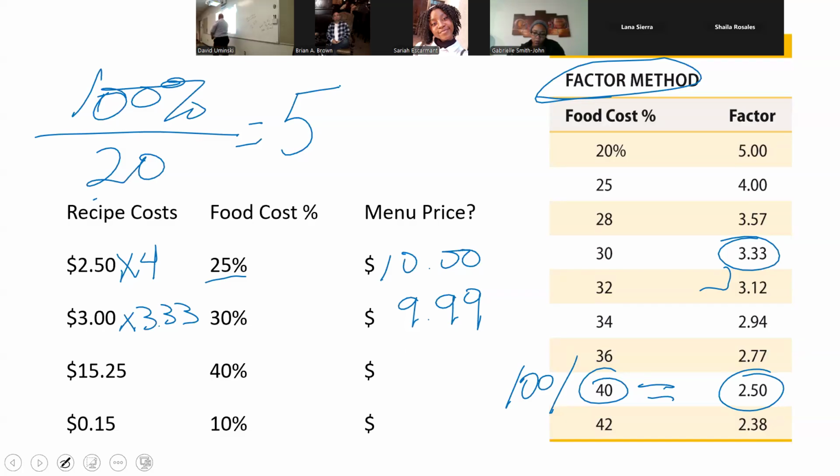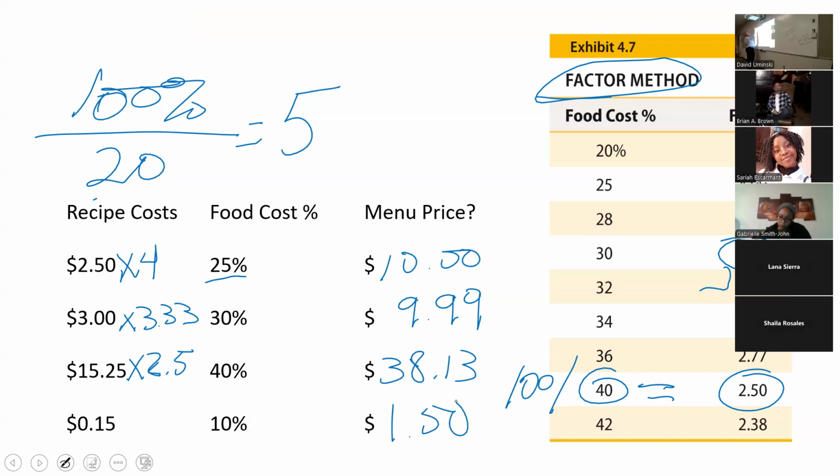We're gonna do one last one. So what is 15.25 times 2.5? $38.13. And the last one, 10% food cost. We've already done this at 15 cents. Our factor is 10, right? Because 100 divided by 10 is 10. Multiply this by 10 and we get $1.50.